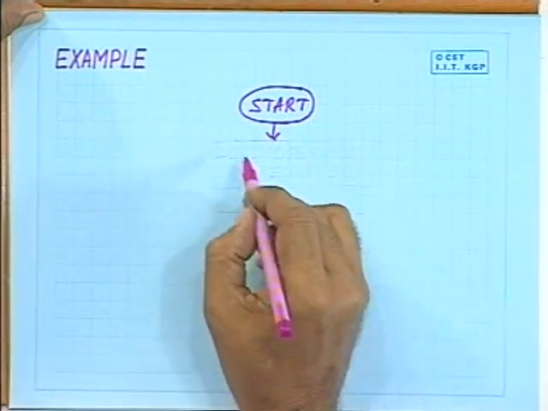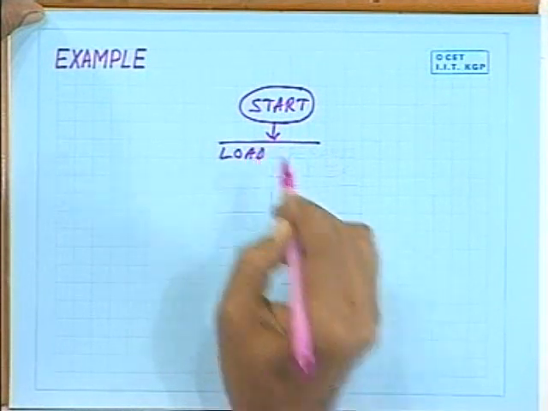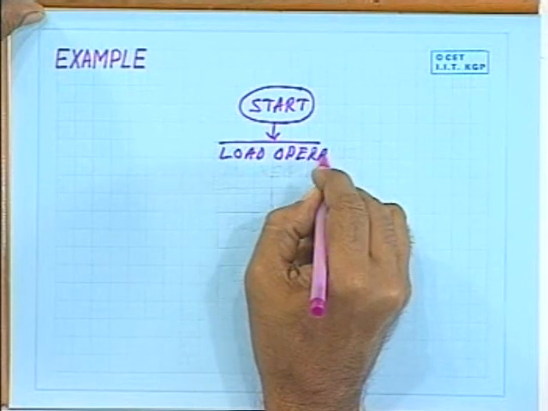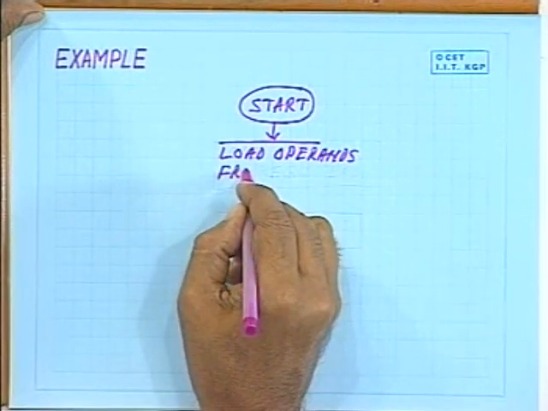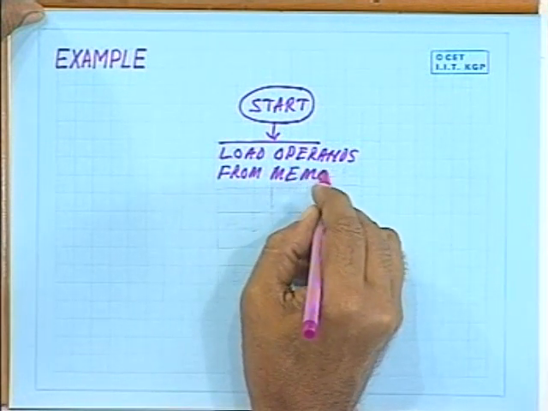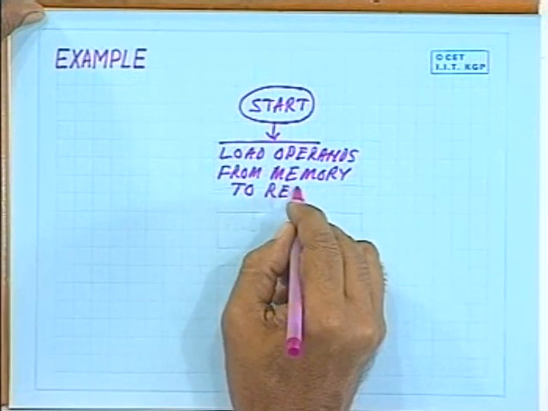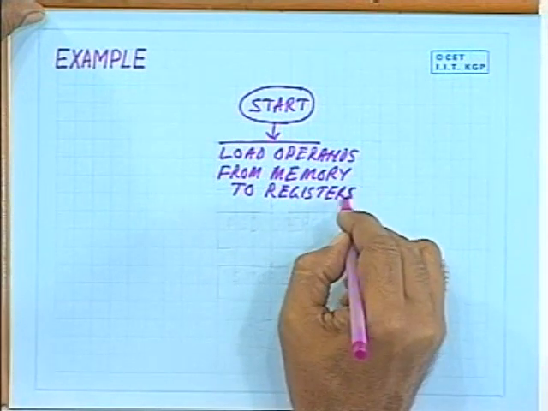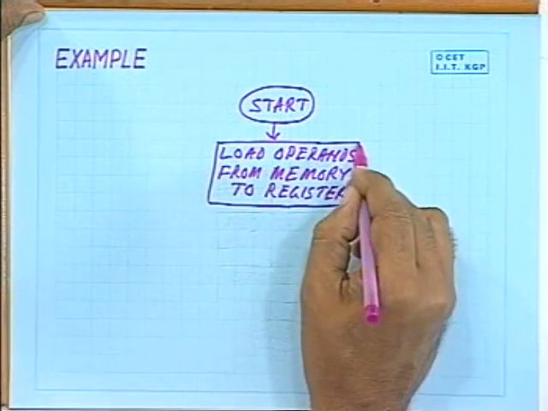Then the next step is you have to load operands from memory to registers. This is the first step you have to perform with the help of some steps.